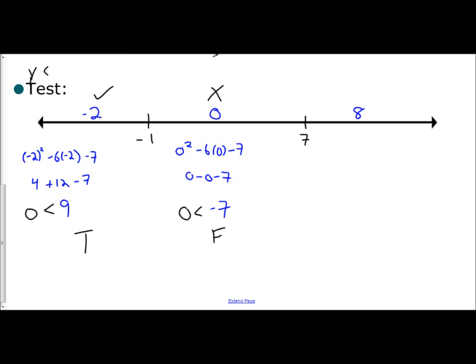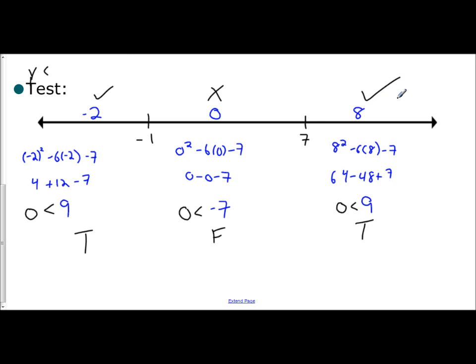And I do the same thing for 8. 8 squared minus 6 times 8 minus 7. So 64 minus 48 minus 7, which is 9. And so is 0 less than 9? And that is true. And so this is part of our solution space.